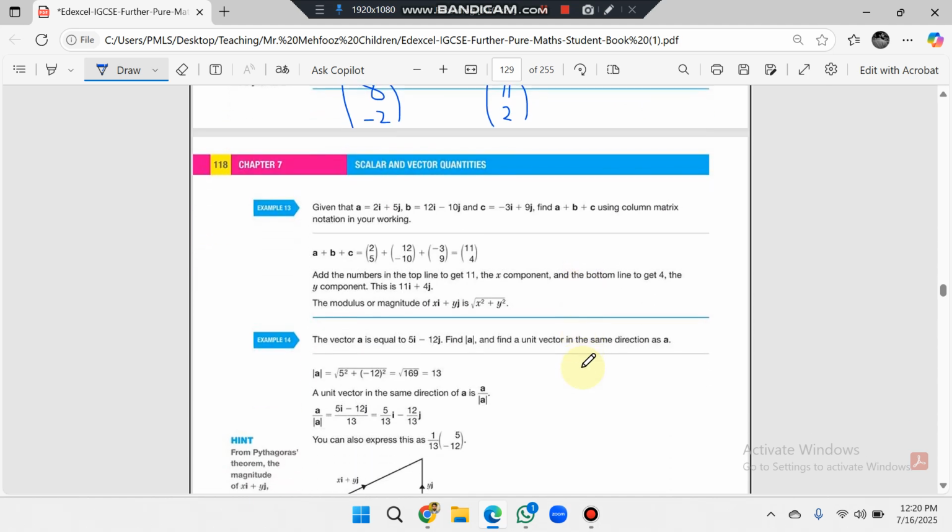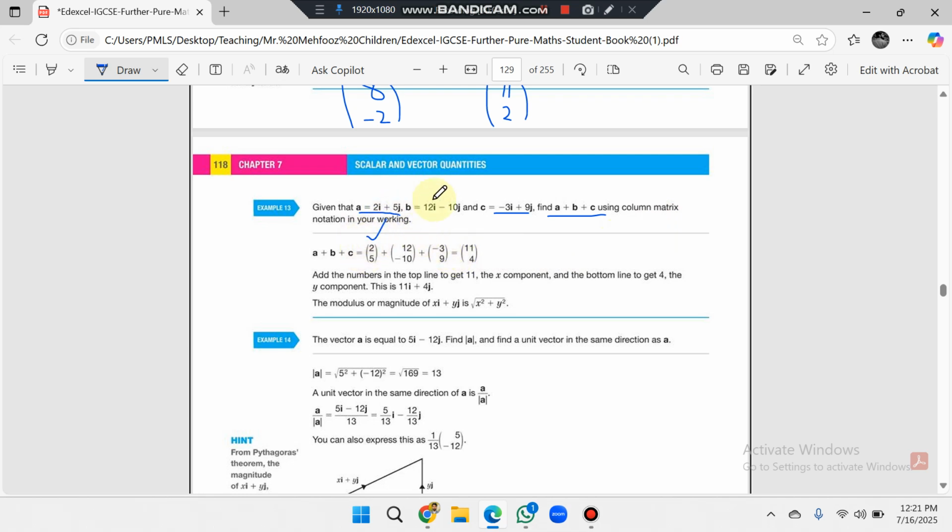Okay. Next one is example 13. Given that a is equal to 2i plus 5j, given in Cartesian component form, b is equal to 12i minus 10j, and c is equal to 3i plus 9j, right? We have to find a plus b plus c using column matrices. So first of all, we have to convert these Cartesian component forms into column matrix form, that is (2, 5).